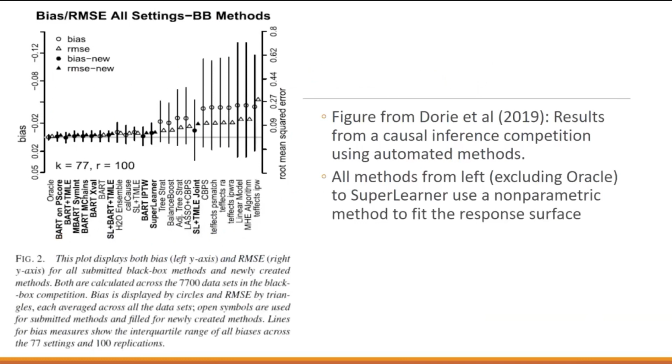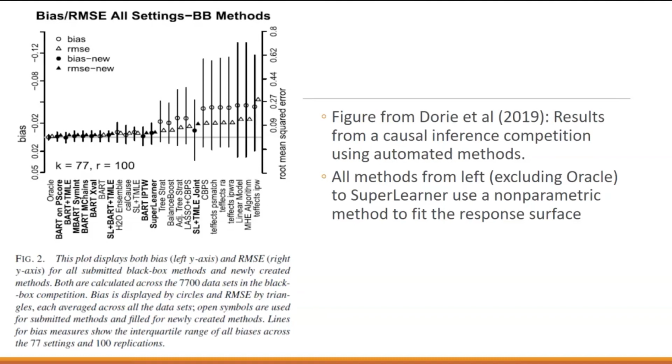So to the first point, this is a figure from a paper by Vince Dorie and others, where they're reporting on the results of a causal inference competition that was run in conjunction with the Atlantic Causal Inference Conference. I believe this was the 2016 conference. They created a whole bunch of different data sets where they knew the relationship between the treatment, the covariates, and the response.